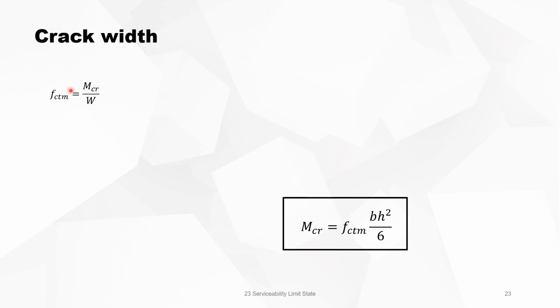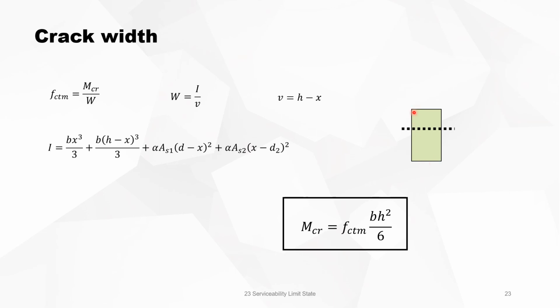Then fctm is the cracking moment divided by W. W is I/v, the moment of inertia divided by v, and v is equal to h minus x. Because we are talking here about fctm, it's the lower fiber, the fiber at the bottom of the section, and then v is h minus x. So we are checking the tensile stress here at the bottom of the section. This is x, and this is h minus x.